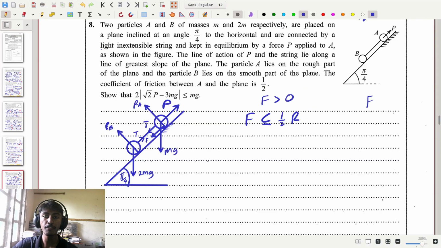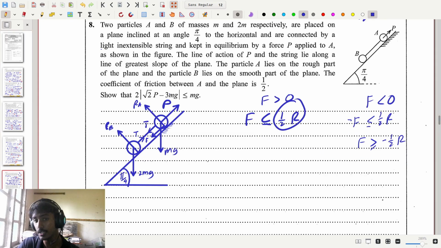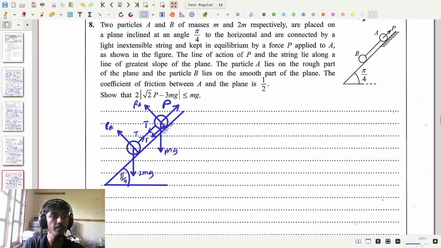However, if F is less than 0, meaning it's up the slope, it will have a negative value, but negative F will be less than or equal to 1/2 R. And therefore, F will be greater than or equal to negative 1/2 R. Now, the combination of these two just means that the absolute value of F is definitely going to be less than or equal to 1/2 R. Combining these two, as we know, when we don't know the direction of the frictional force, we can say modulus of frictional force is less than or equal to mu R, and in this case, applying mu equals half, we can see that frictional force F modulus must be less than or equal to 1/2 R.